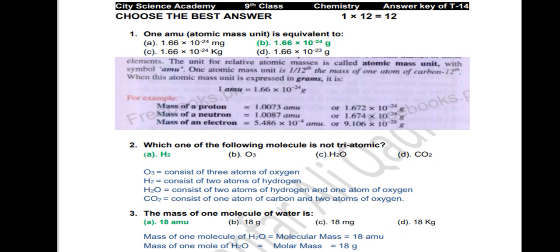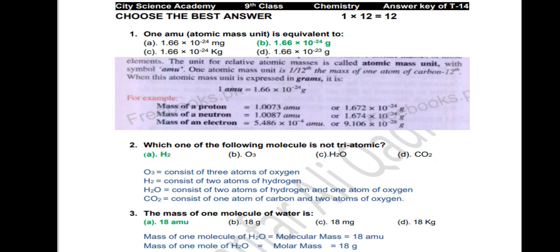First of all, we will discuss the MCQs. The first MCQ is: 1 AMU, atomic mass unit, is equivalent to: 1.66 × 10^-24 milligram, 1.66 × 10^-24 gram, 1.66 × 10^-24 kilogram, 1.66 × 10^-23 grams.